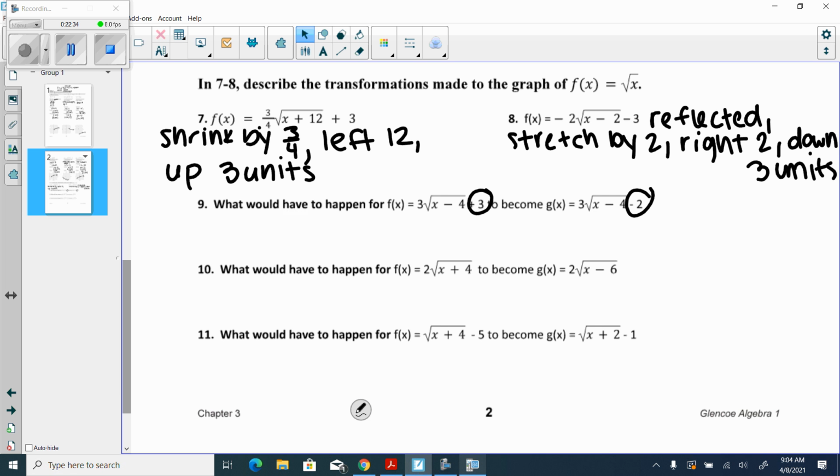Okay, so this one is currently at positive 3, so somewhere up here. And then this one is at negative 2. So how much would I have to move to go from positive 3 down to negative 2? I have to shift 5 down. Right, so that's what I'm going to put right here. Shift down 5 units.